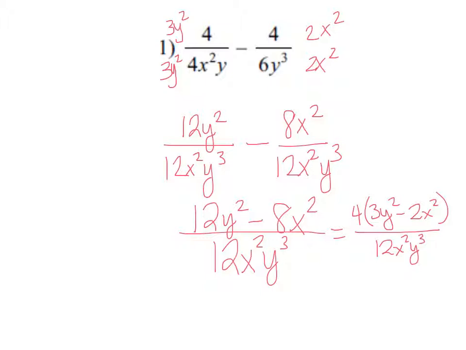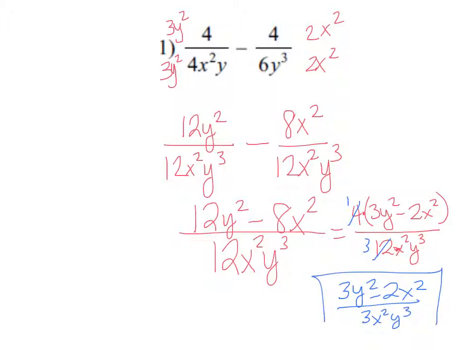And then this goes back to what we did in a previous lesson when we were multiplying and dividing. Since you're multiplying right here, this 12 is fair game to reduce with that 4 because it's being multiplied right there. So that 4 and 12 would reduce to a 1 and a 3. And so my final answer, that 1 really isn't relevant, and I've got a 3y squared minus 2x squared over 3x squared y cubed. And that's your final answer right there.